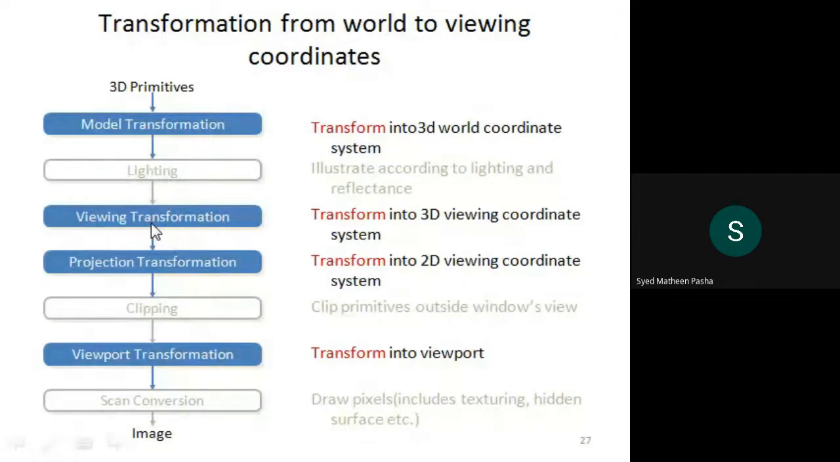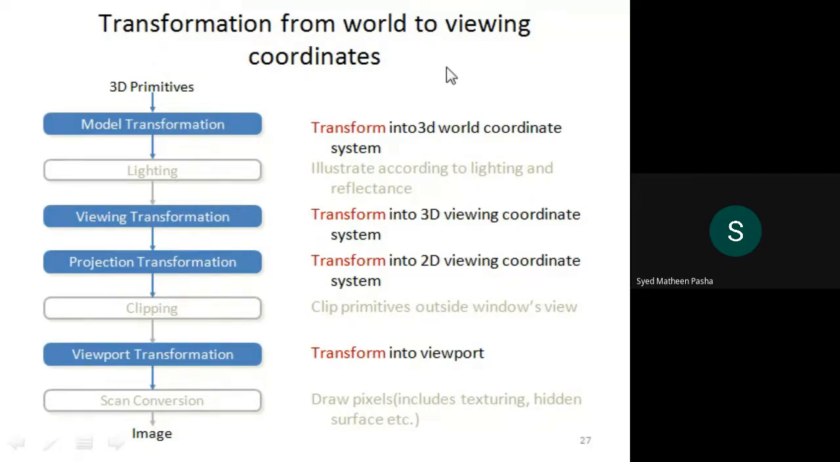viewing coordinates, that is the viewing coordinates output. Before you get the viewing coordinate output, there is some transformation applied, which is actually a viewing transformation. So this is basically the 3D pipeline which we saw. These are basically the steps which we saw in the 3D viewing pipeline, right?